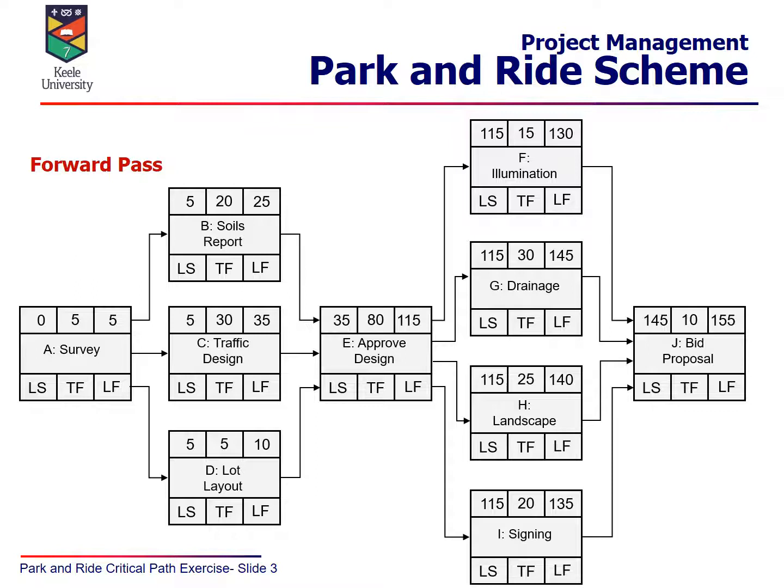And then finally the final activity is to produce the bid proposal. The earliest that can start is day 145, because that's the earliest that you can finish the other 4 activities. Drainage is the one that doesn't finish until day 145, so that becomes the earliest start time. The bid proposal takes 10 days, and so the earliest you can finish the bid proposal is day 115. So this becomes the earliest finish time using the timings you've got for the whole project.